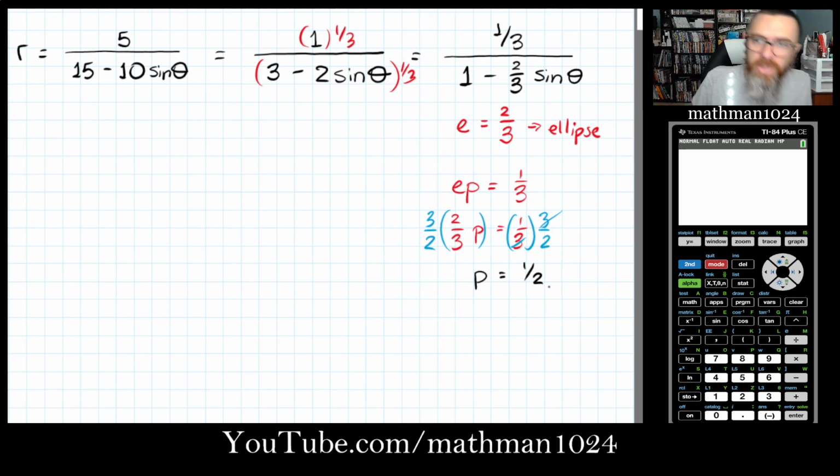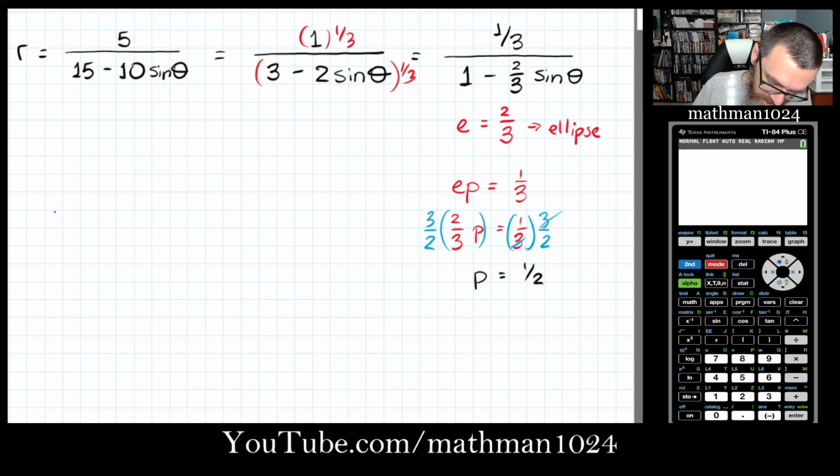Okay, so we have our e, we have the p-value. We know that our directrix is going to be parallel to the polar axis, and that also means that it's going to be perpendicular to the major axis of the ellipse. So keep all that in mind as we start to piece everything together. All right, and since this has a negative, our directrix is going to be below the polar axis.